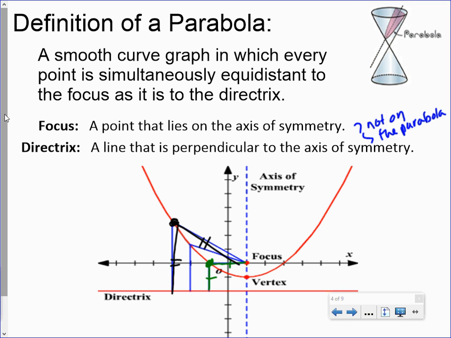Does anybody have any questions about the definition that you want to ask me, or the picture is not clear?